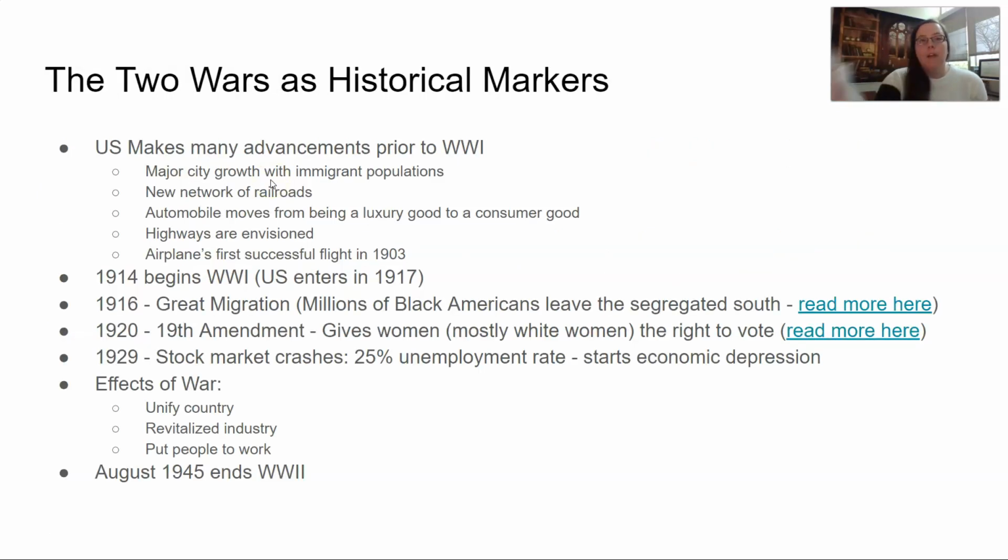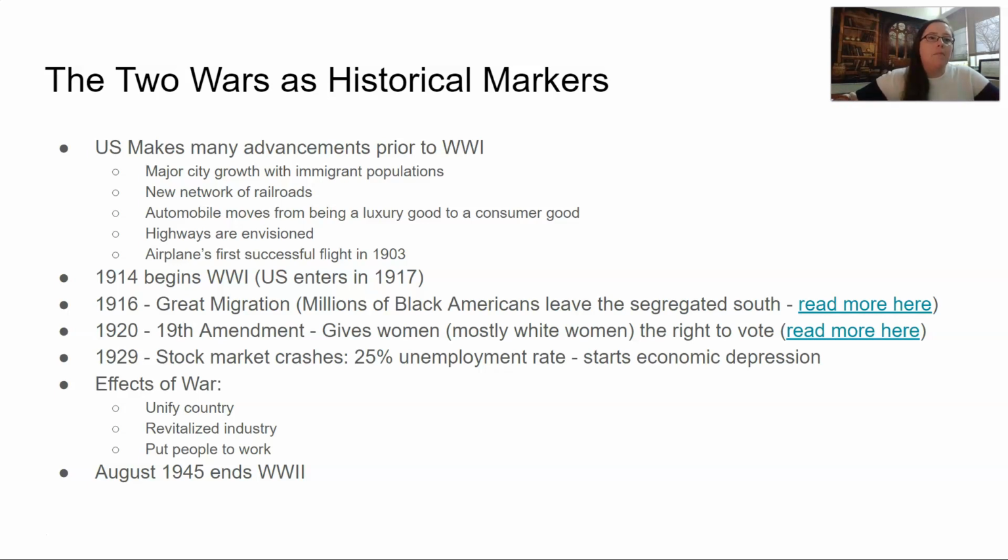Okay, so I've organized these slides based on the main headers within the chapter. The first part of the chapter gives us the historical context for the time period.